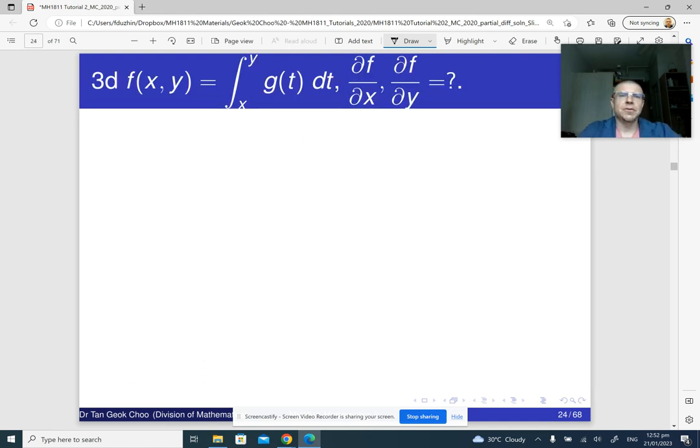Okay, 3d. Here it's sort of theoretical, so we don't have any specific function as g of t, it's just in general. So f of x and y is the integral from x to y of g of t dt, and we need to find the partial derivatives of this function with respect to x and with respect to y. And g here is supposed to be a continuous function.